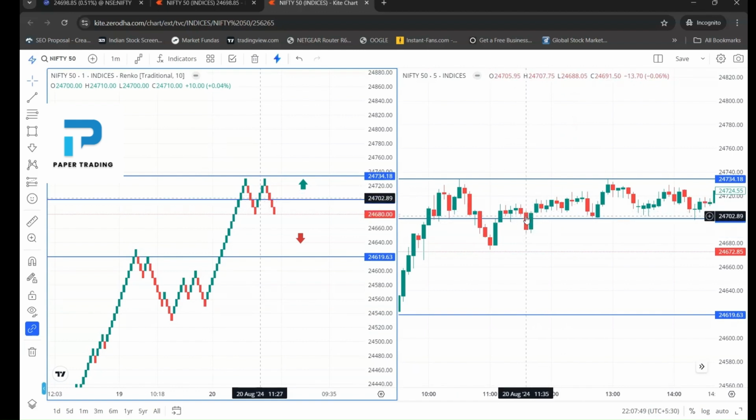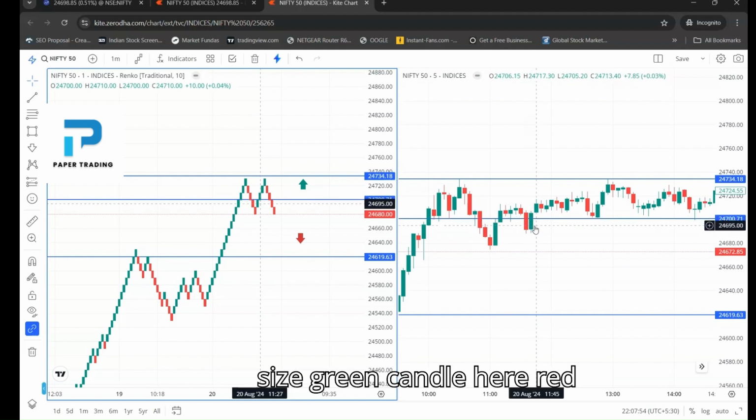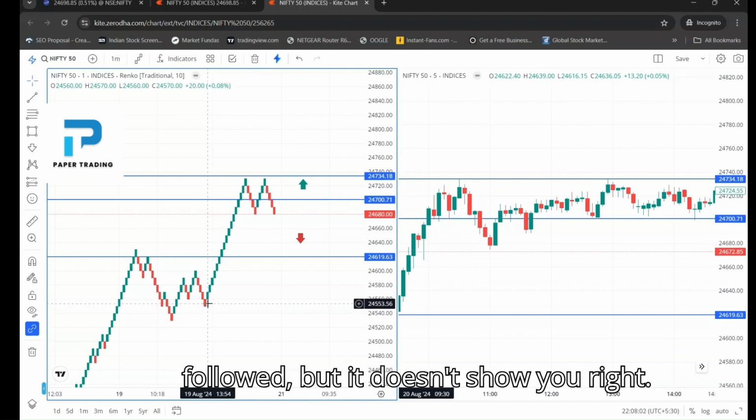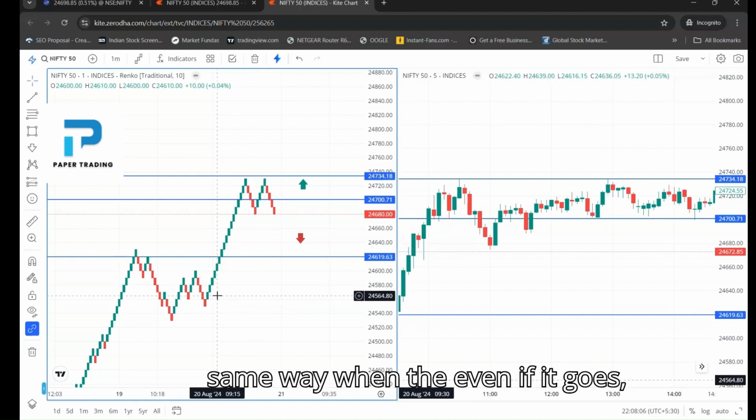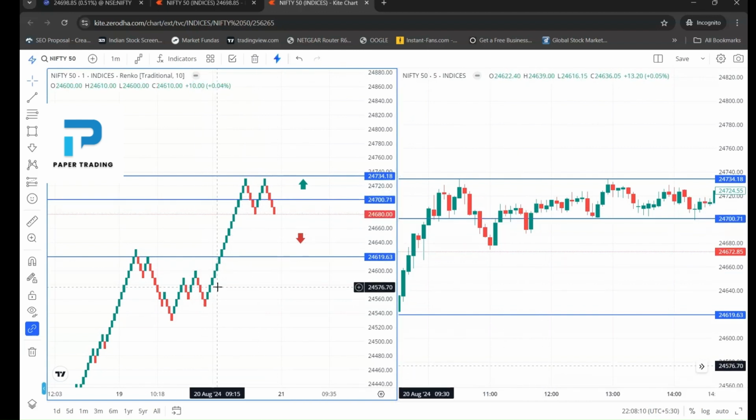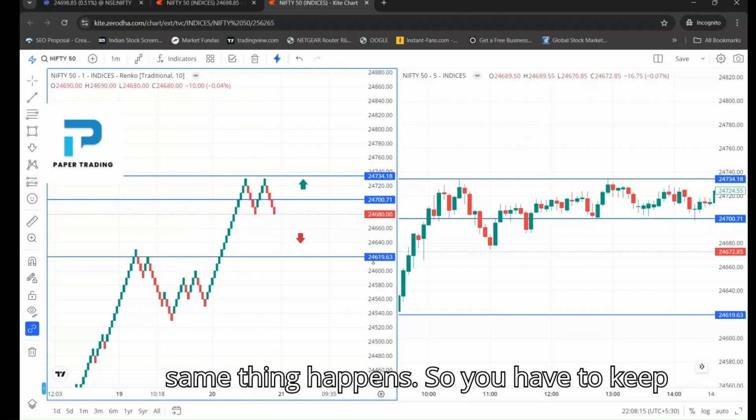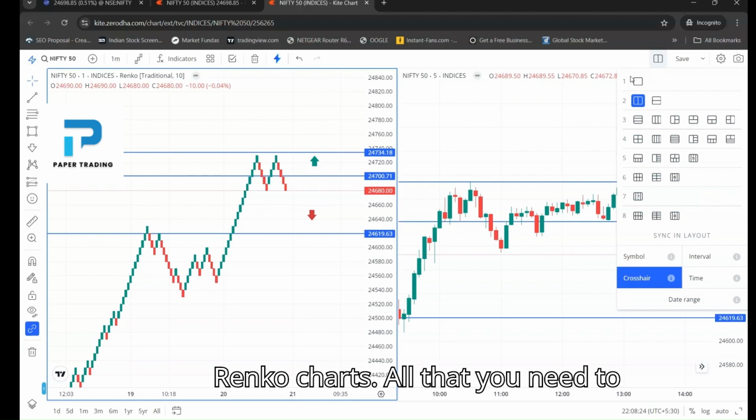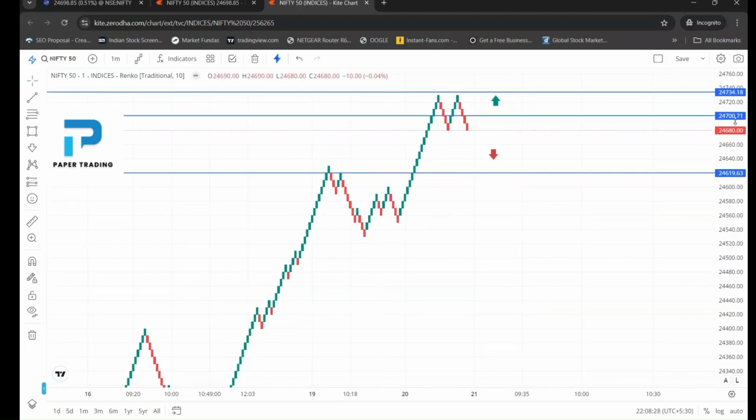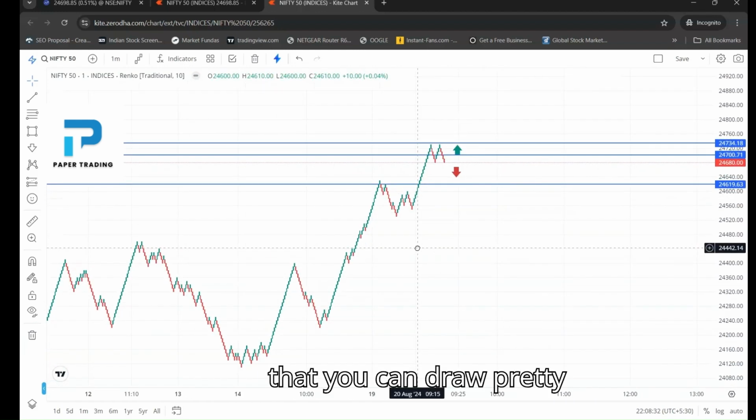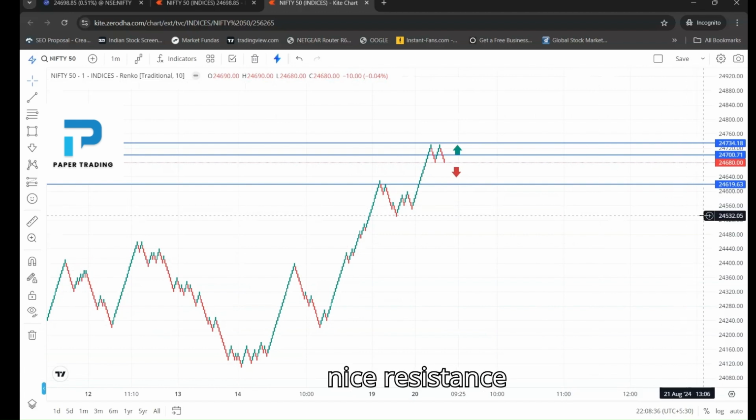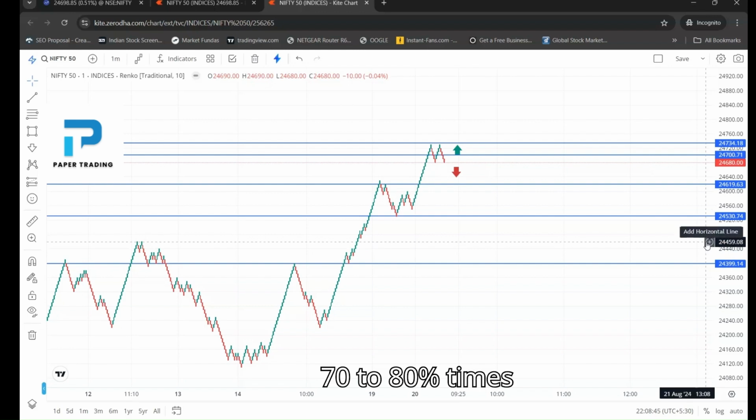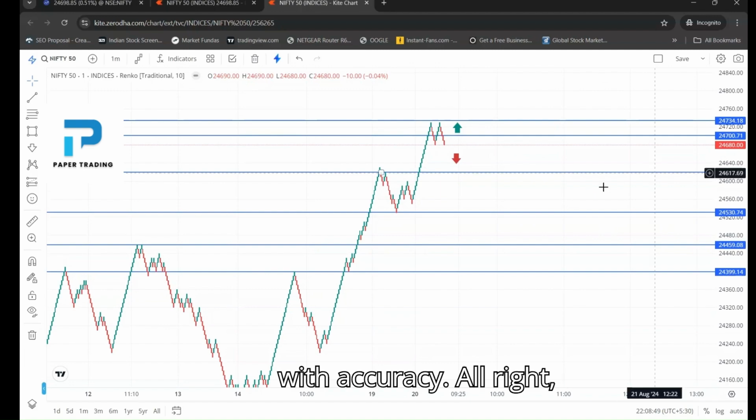Ideally, look here. There's a red candle. Next moment, a same-size green candle. Here, a red candle followed by what would have been a green candle, but it doesn't show you, right? That is exactly what happens. In the same way, when it goes down or up, the same thing happens. So you have to keep that in mind with Renko charts. And plotting becomes pretty easy with Renko charts. You can draw pretty nice resistance and support with Renko charts. It works with 70 to 80% accuracy.